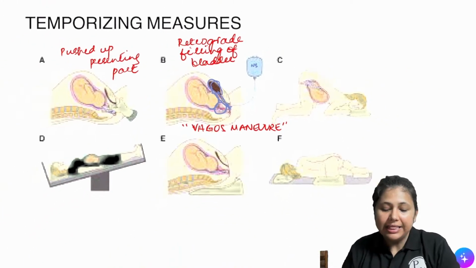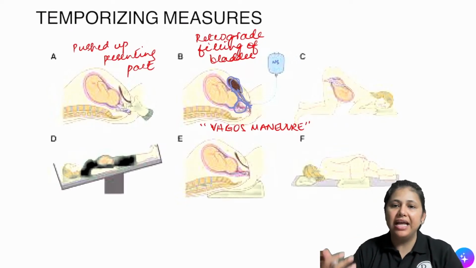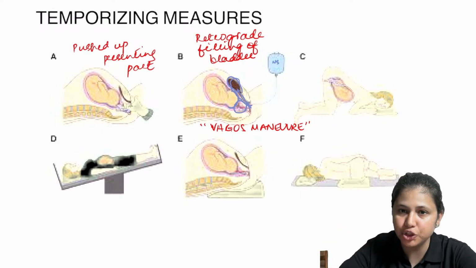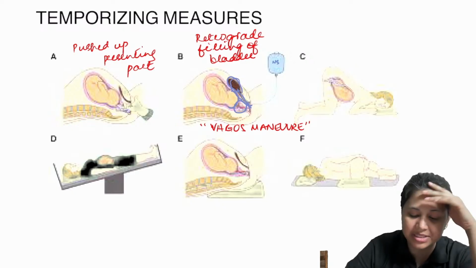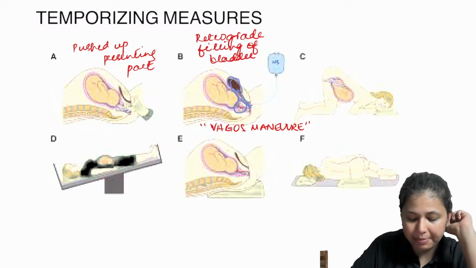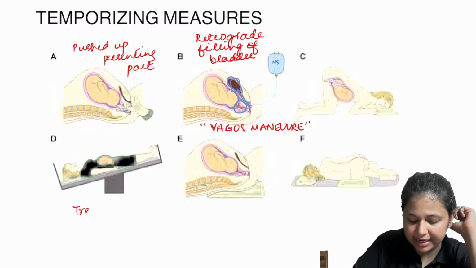Right? The other thing that she could have done was this position. You can assume this position also, or you can do it in the Trendelenburg position.